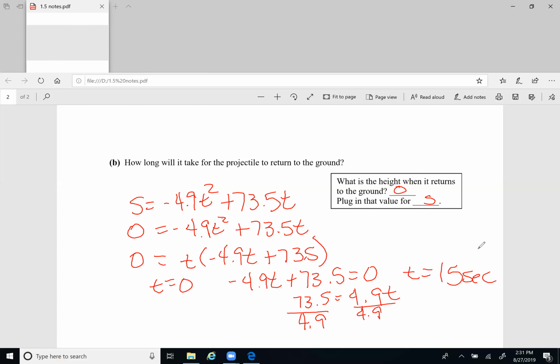Now, there's two answers here. One is t equals 0, the other is t equals 15 seconds. Think about it in terms of the problem. It's on the ground at t equals 0 before it gets shot up into the air. The question says, how long will it take to return to the ground? That answer is going to be 15 seconds.